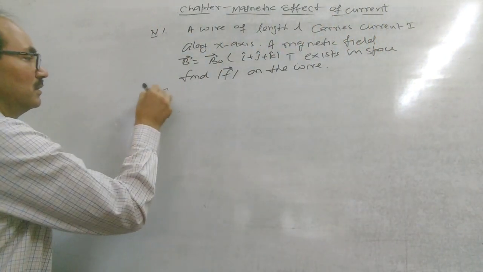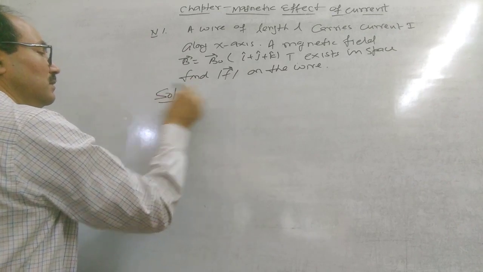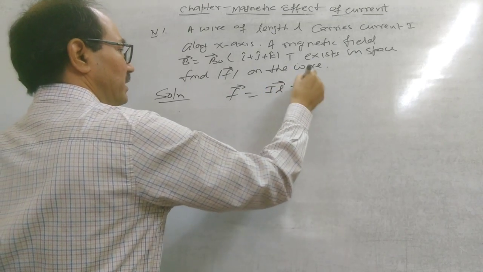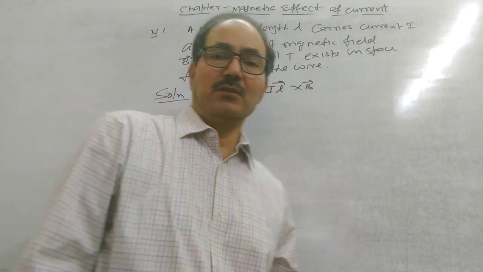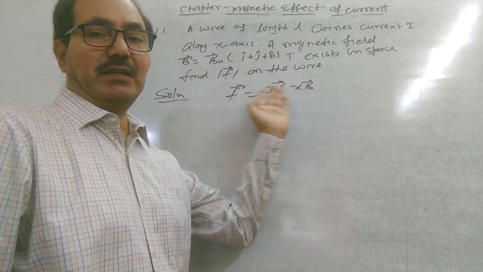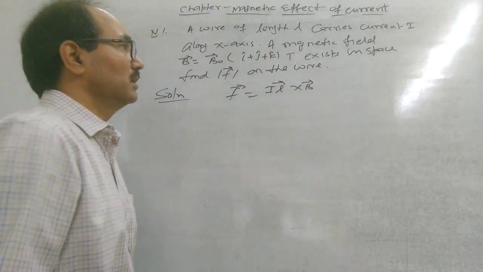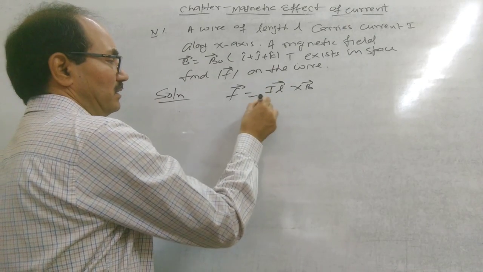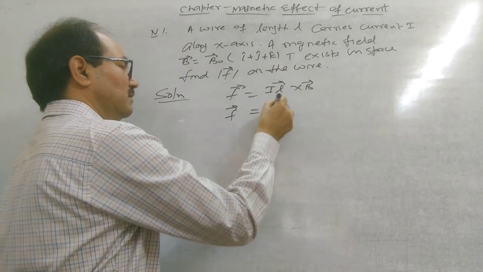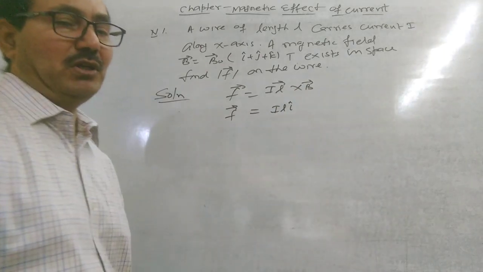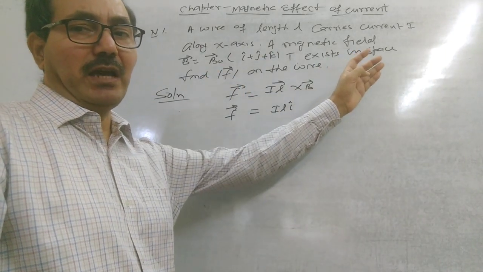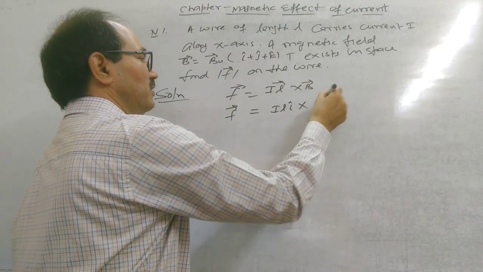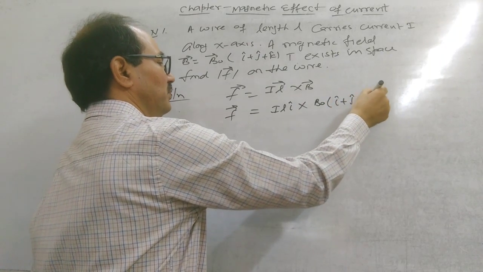We know that this force is equal to this IL vector cross magnetic field vector. हमने डेरिवेशन किया था, फोर्स ऑन द करंट कैरिंग कंडक्टर इन यूनिफॉर्म मैग्नेटिक फील्ड इतना होता है, right. Now current is flowing along x-axis, therefore this IL vector is IL I cap, because current is flowing along x-axis. That's why here I cap cross this magnetic field. This is B naught into (I cap plus J cap plus K cap).